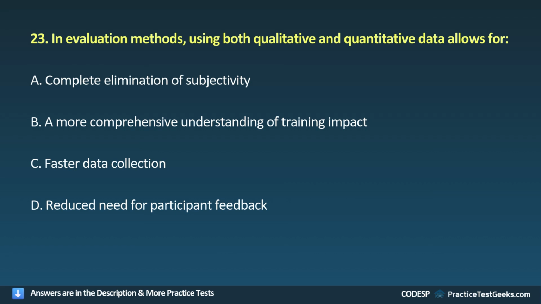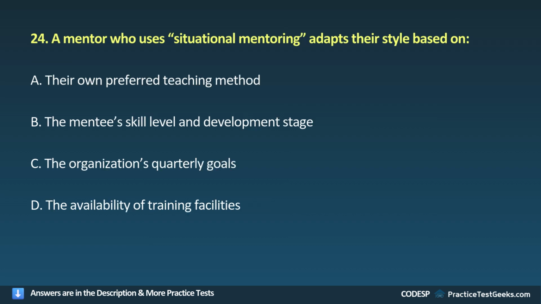23. In evaluation methods, using both qualitative and quantitative data allows for A. Complete elimination of subjectivity. B. A more comprehensive understanding of training impact. C. Faster data collection. D. Reduced need for participant feedback.